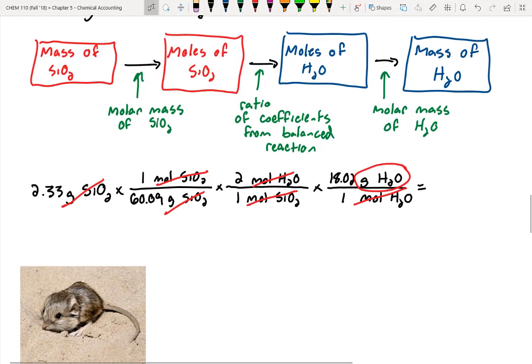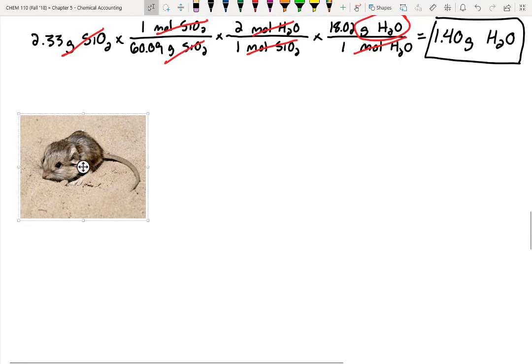And when I type this in, I get about 1.40 grams of water. This is kind of the ultimate stoichiometry problem. Going from grams of one reagent to grams of another reagent actually requires a few steps, not just one step. Does that make sense? All right, so now I've got an interesting challenge problem for you.